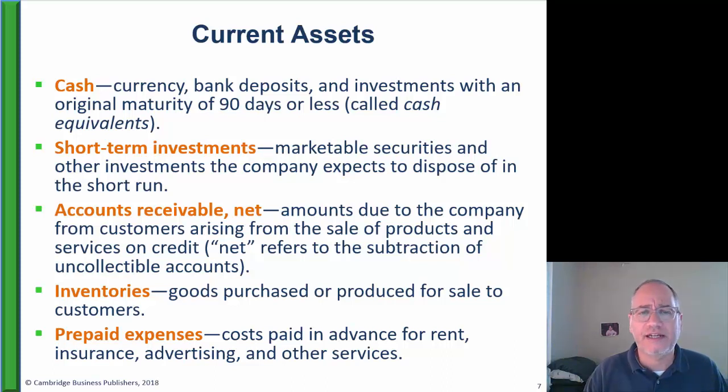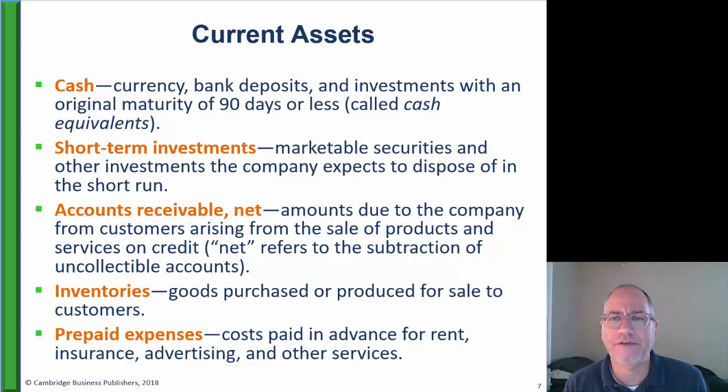Let's talk specifically about what these items are. Cash is currency and bank deposits. And a lot of companies, because cash, currency itself and bank deposits usually don't carry very much interest. So what FASB did is they added something called cash equivalents.